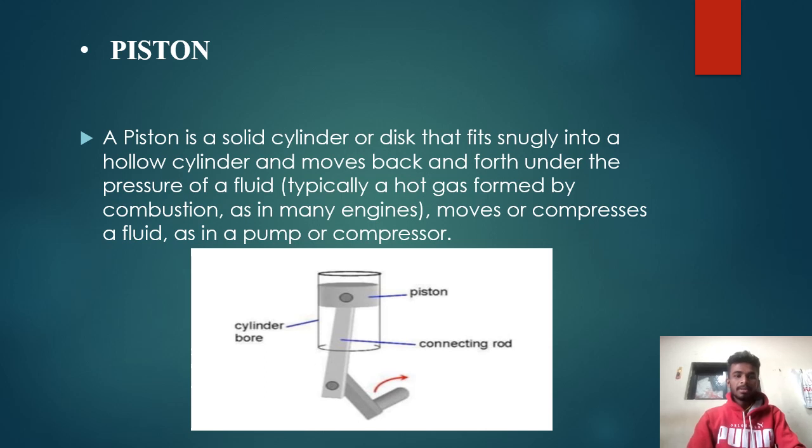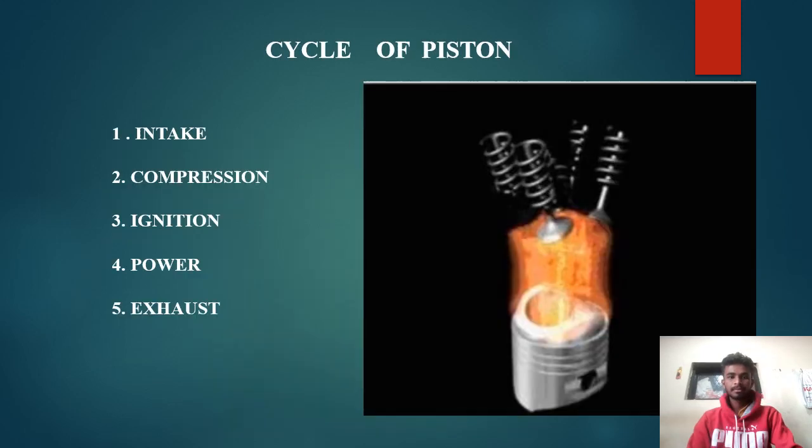Piston. A piston is a solid cylinder or disc that fits snugly into a hollow cylinder and moves back and forth under the pressure of a fluid. Typically, a hot gas formed by combustion, as in many engines, moves the piston, or the piston compresses a fluid, as in a pump or compressor. In this figure, we can see the piston, cylinder bore and a connecting rod.